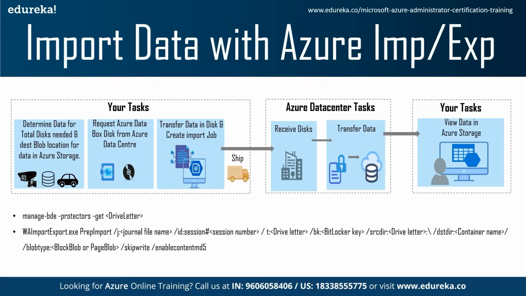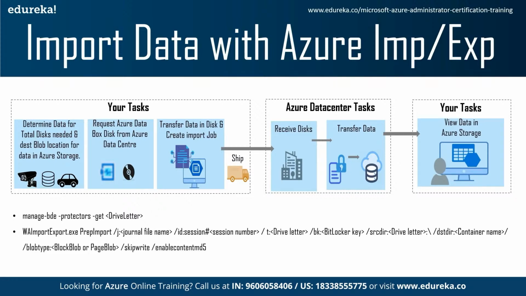The first command is manage-bde -protectors -get with the drive letter. The drive letter is nothing but what you have seen in your local disks, like local disk C, local disk D, local disk F. These C, D, F are drive letters. So this is the first command you have to give. Then prepare the disk by running the WA import export command. This command can take a significant amount of time to complete depending on the amount of data.